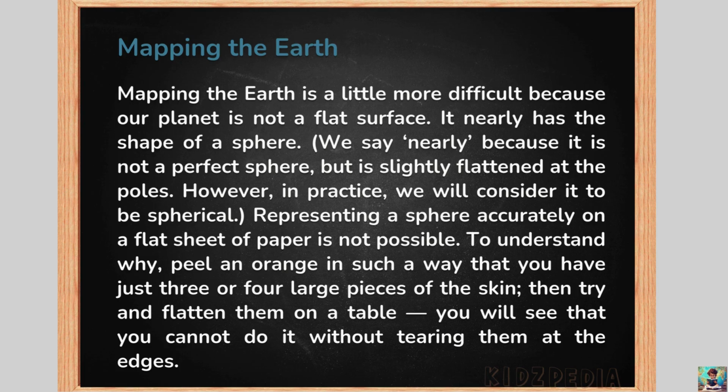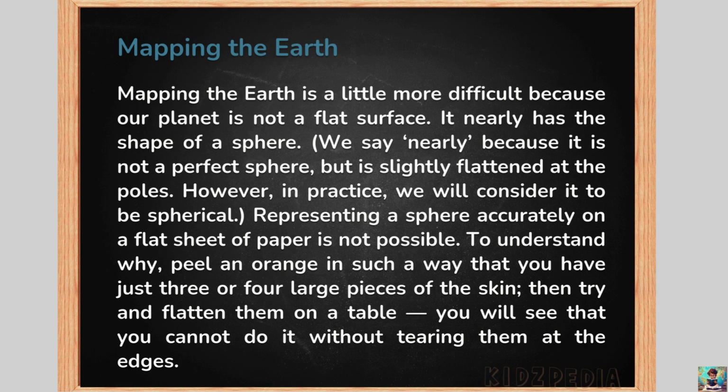Mapping the Earth. Mapping the Earth is a little more difficult because our planet is not a flat surface. It nearly has the shape of a sphere. We say nearly because it is not a perfect sphere but is slightly flattened at the pole. However, in practice, we will consider it to be spherical. Representing a sphere accurately on a flat sheet of paper is not possible.